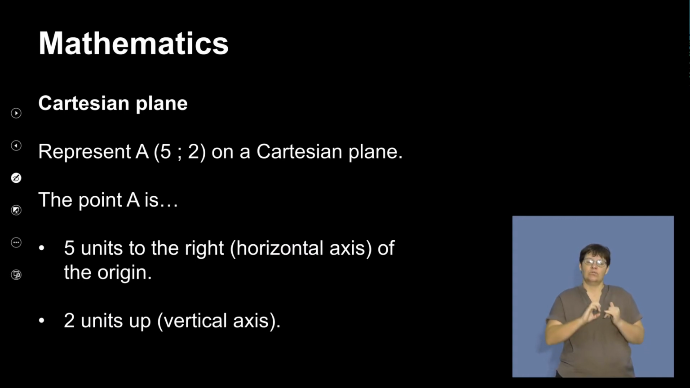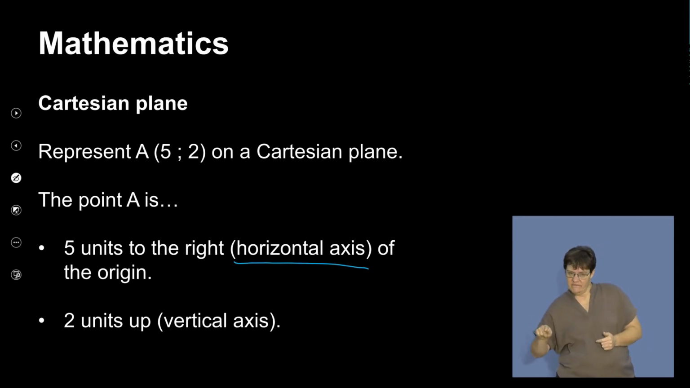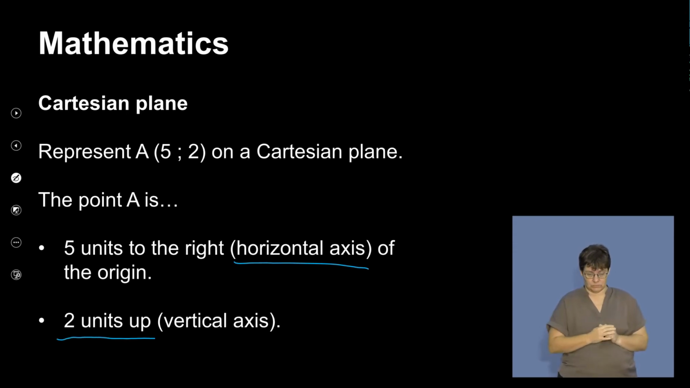Now, I will try and show you how to represent a point on a Cartesian plane. Firstly, we need to understand what does the 5 mean and what does the 2 mean. The 5 means that it's 5 units to the right. So this is the horizontal axis of the origin. And then the 2 in terms of the y will mean it's 2 units up.